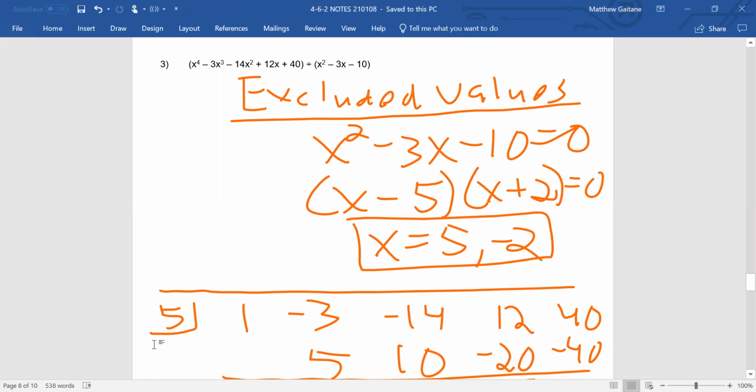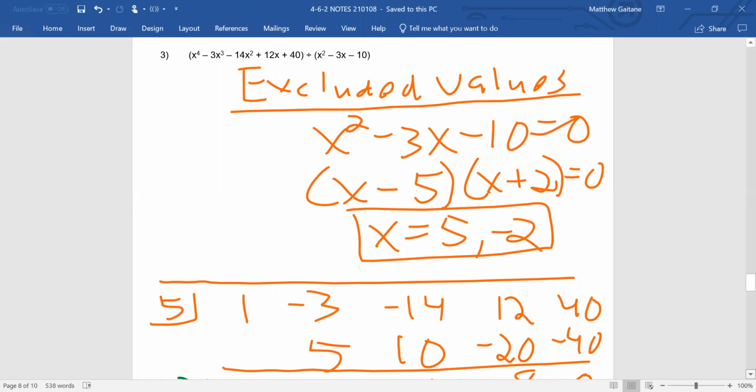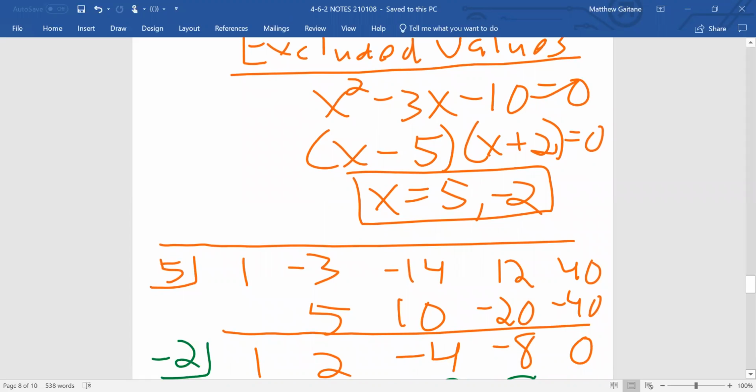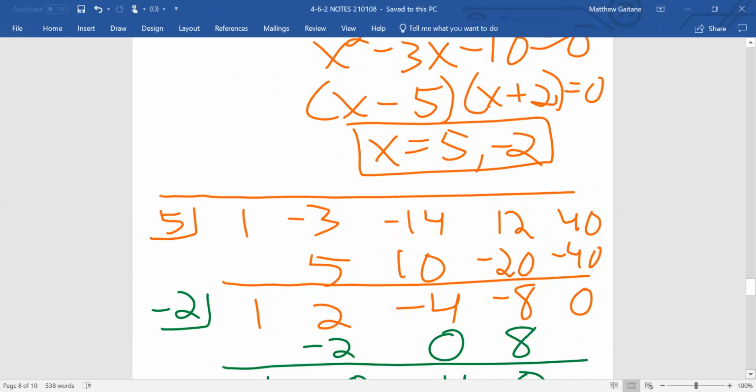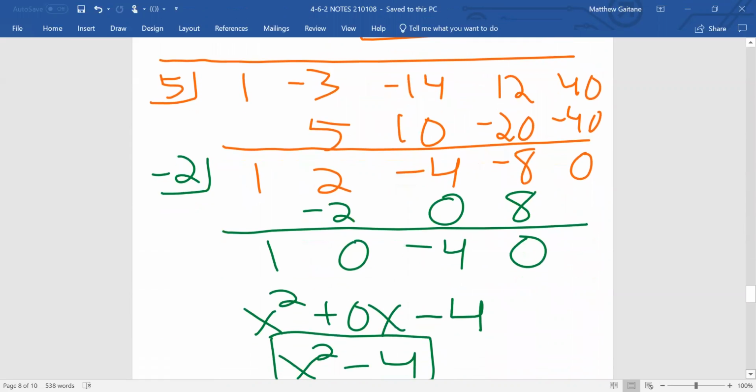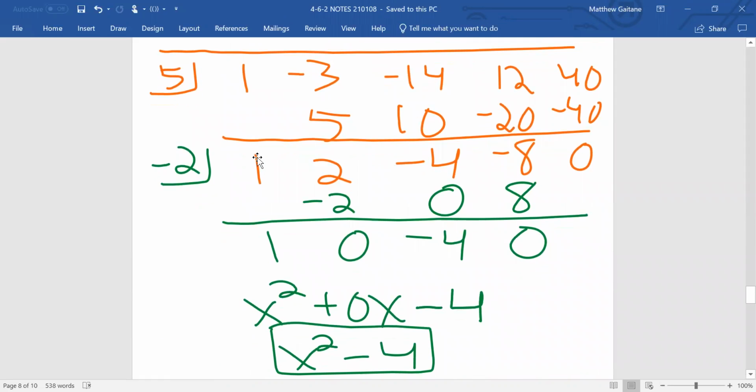So when you start the process of synthetic division, it does not matter if you start with 5 or -2. You have no placeholders here, so the arithmetic is pretty self-explanatory. I did 1 times 5 is 5, add down to get 2, times 5 is 10, add down to get -4, times 5 is -20, add down to get -8, times 5 is -40, add down to get 0.